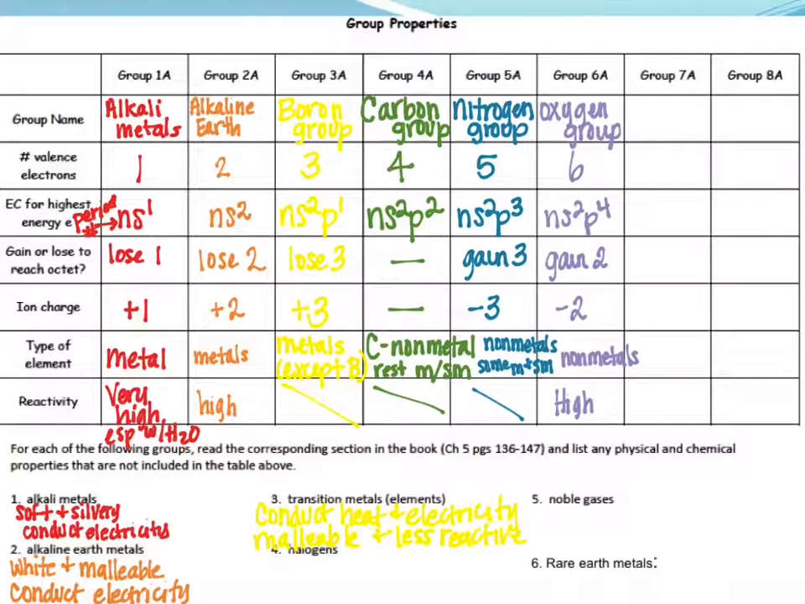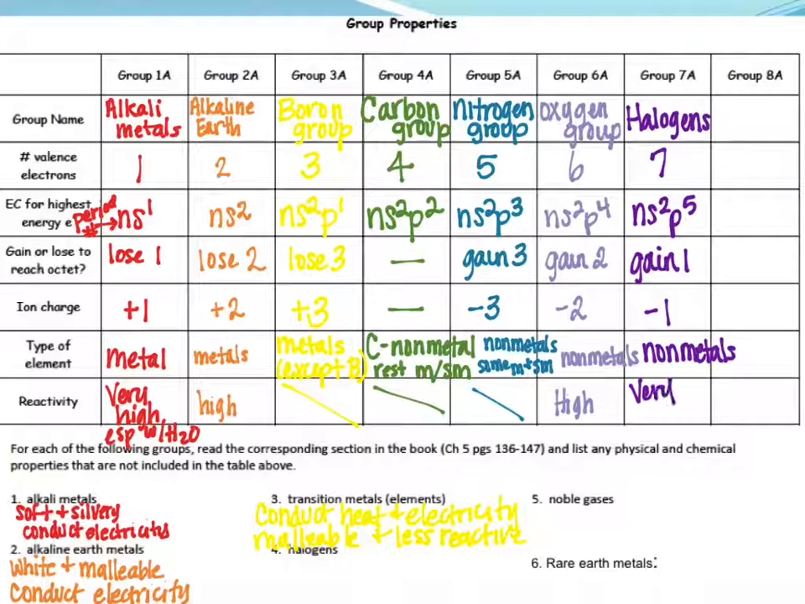Group 7A, this name is the halogens. How many valence electrons? What does their electron configuration end in? ns2p5. Gain or lose? Gain 1, for a charge of negative 1. And these are nonmetals. And these are very highly reactive.